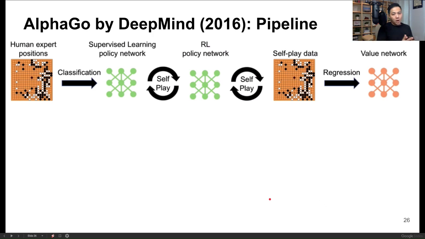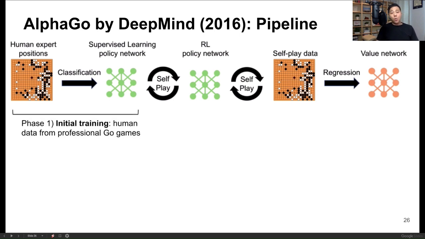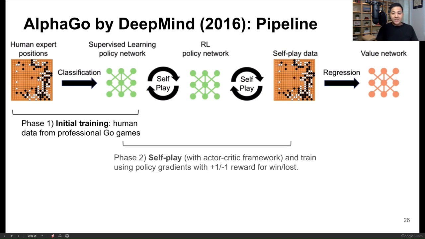So AlphaGo is an application by DeepMind that uses reinforcement learning to train how to play Go. And they execute it through 3 different stages. Phase number 1 is initial training. So they're collecting data from the professional Go games, and from there build a supervised learning policy network. Think about it like they're going to build a critic network. And then in phase 2, they're going to use an actor-critic framework using self-play, and they just keep playing with themselves with the policy gradient.